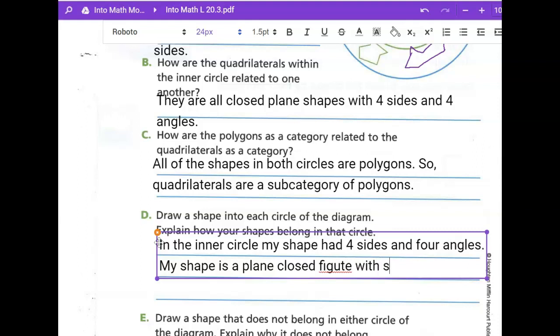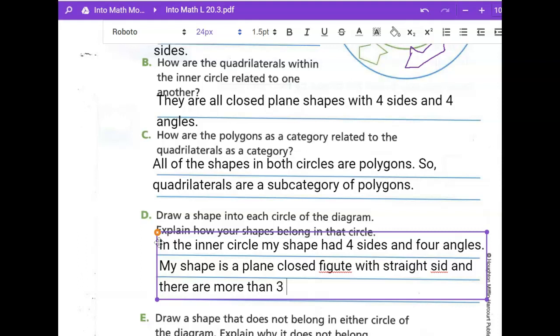with straight sides and there are more than 3 sides. Okay? Let me fix my typing errors.